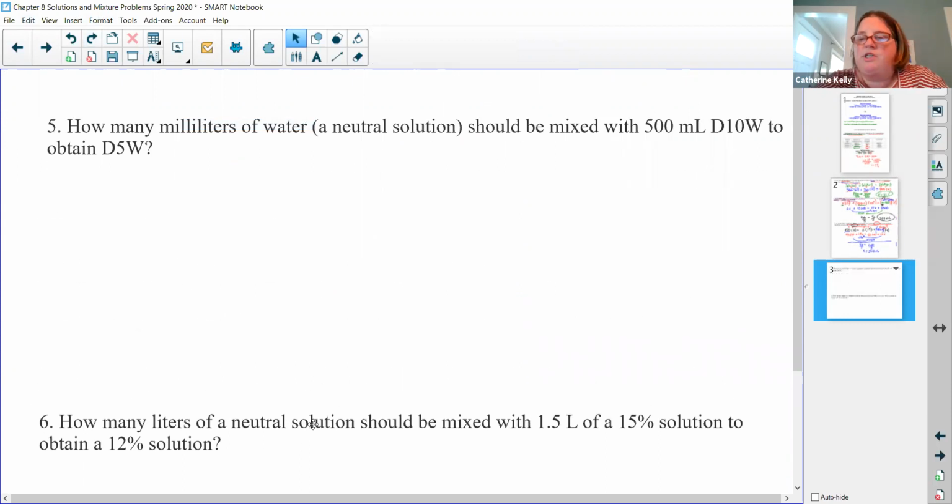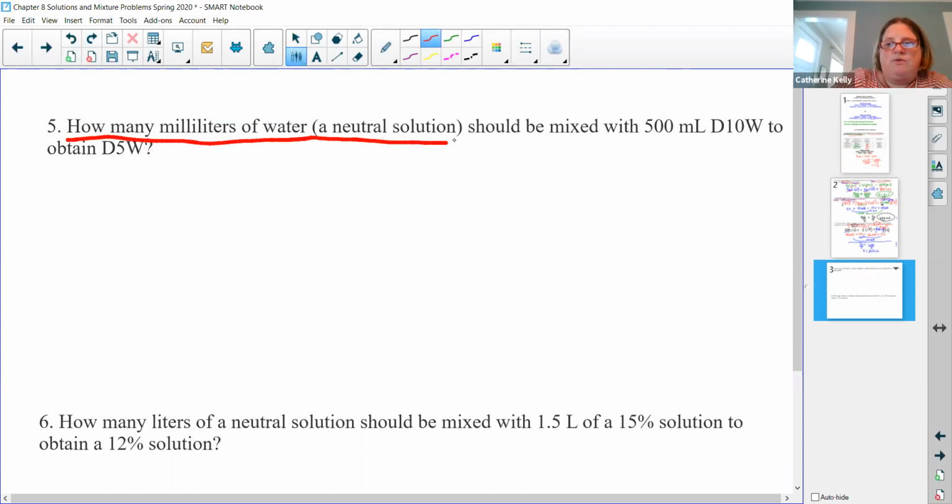So how many milliliters of water, which is a neutral solution, should be mixed with 500 milliliters of dextrose 10% in water to obtain dextrose 5% in water? Well, this is asking how many milliliters of water, which is a neutral solution, should be, that's a solution also, to obtain, and that's a solution also. So I need to obtain, so then this is my equal sign.